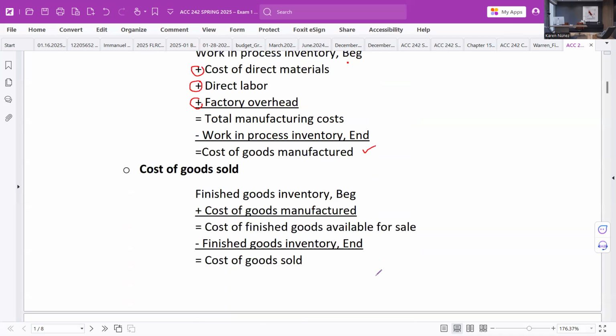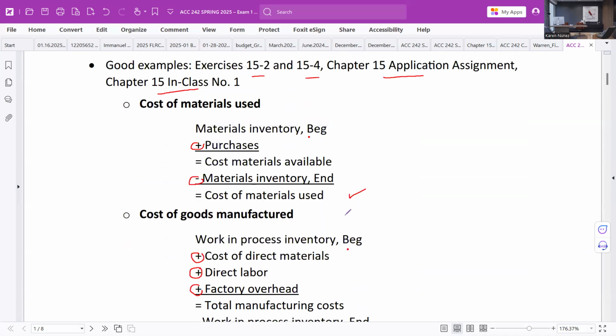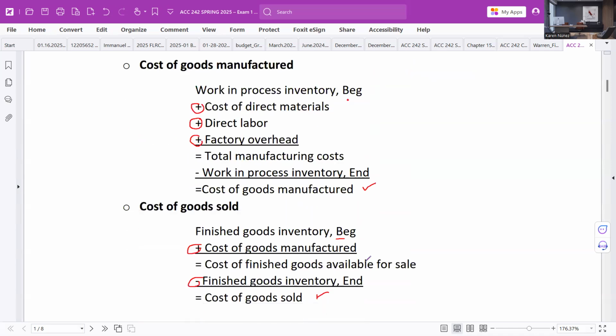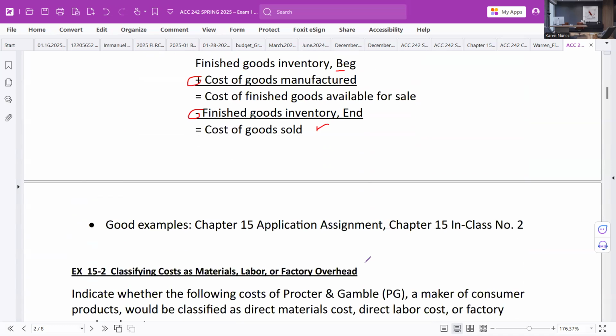And then the last thing that you need to be able to calculate in this chapter is the cost of goods sold. It's the finished goods at the beginning of the period, plus the cost of goods manufactured. It gives you the cost of finished goods available for sale. Subtract the ending finished goods, and you've got the cost of goods sold. So you need to be able to calculate those three key measures: cost of materials used, cost of goods manufactured, and cost of goods sold. Again, at a minimum, you want to be able to work through that chapter 15 application assignment. And then there's chapter 15 in class number 2 that I've included as well.